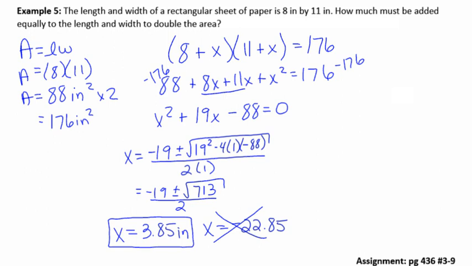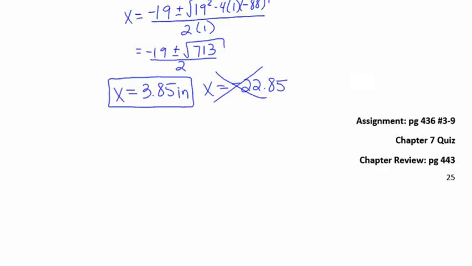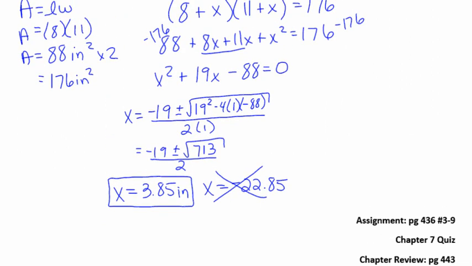Your assignment here is on the bottom, page 436, numbers 3 to 9. Once you're finished that, and you're feeling pretty good about all the sections, you can write your Chapter 7 quiz. But please come see me so that we can go over any questions you have on any of those sections, just to make sure you're feeling more confident before you write that.